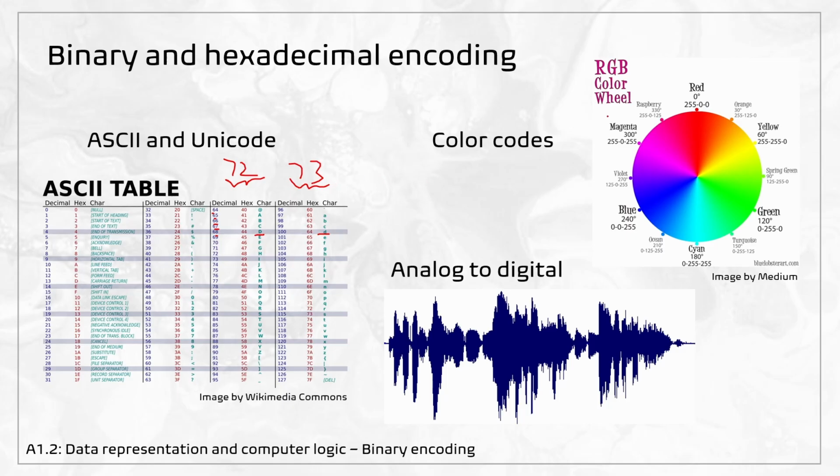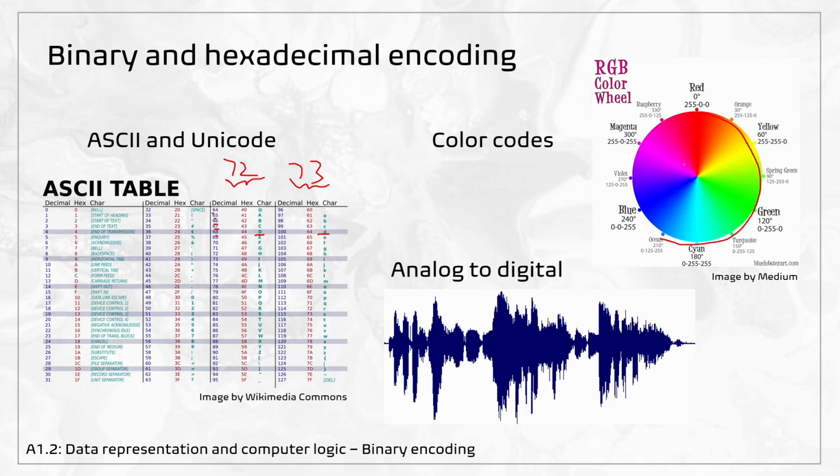Colors are also represented in binary. Every single color that you see on a screen can be written as a combination of red, green, and blue. By assigning a scale to each red, green, and blue, you can represent any sort of color you can see on this color wheel right here.